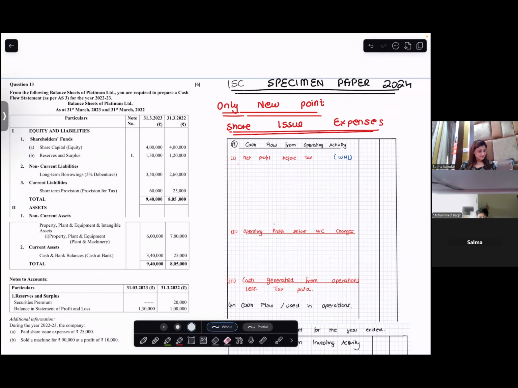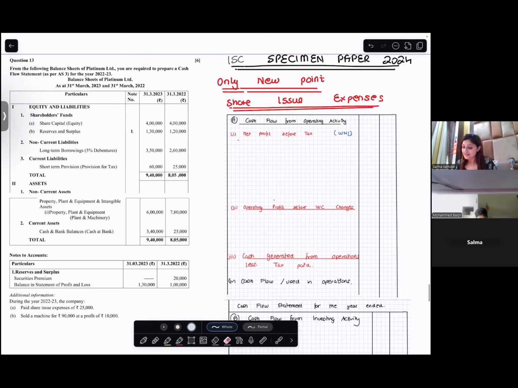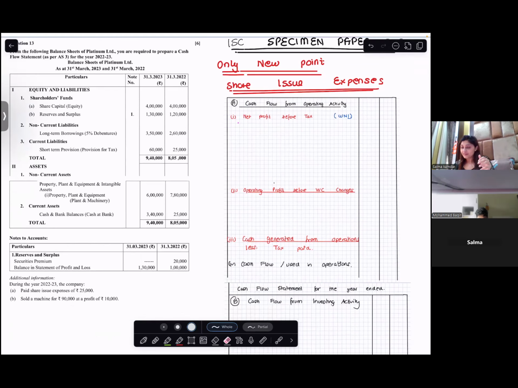Cash flow from operating activities. You will make the section of cash flow from operating activities and you will write 5 things in it. Net profit before tax, which is a part of your working note. Operating profit before working capital changes. You get cash generated from operations minus tax paid. You get cash flow from operating activities or cash used in operating activities. Then you have investing activities and financing activities.